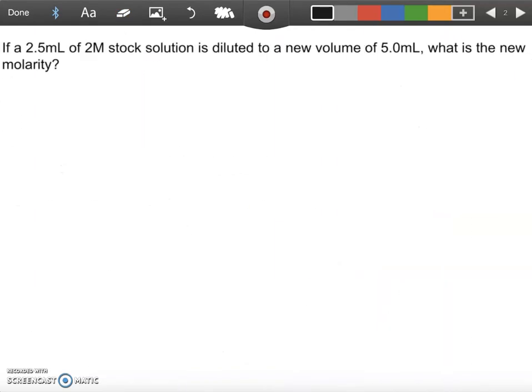Alright, let's take a look at this one. If a 2.5 milliliter of a 2 molar stock solution is diluted to a new volume of 5.0 milliliters, what is the new molarity? Okay, so already that word diluted is in there, and it's hinting that we're going to need to use M1V1 is equal to M2V2.